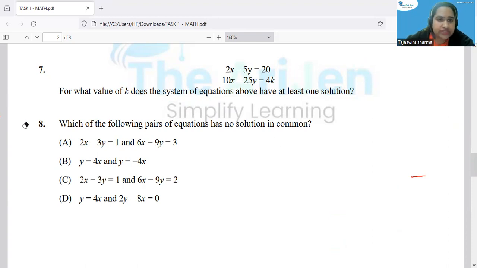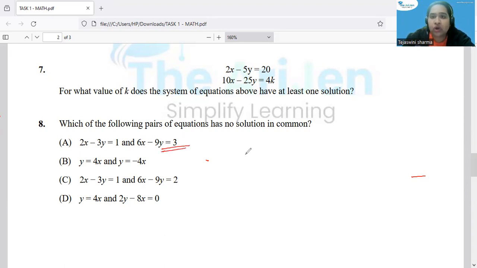What is the next question? We can see: which of the following pairs of equations has no solution in common? That we have to check, and four sets of equations have been given to us. In order for two lines in the xy plane to have no points in common, they must be parallel and non-identical. The only two such lines among these choices are 2x minus 3y equals 1 and 6x minus 9y equals 2, which both have a slope of 2 by 3 when you solve.